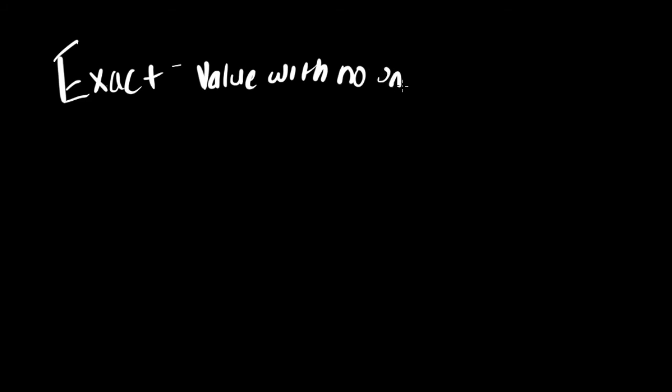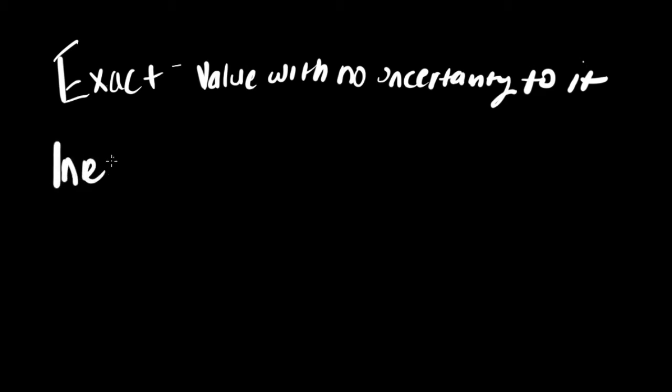So basically, an exact number is a value with no uncertainty to it. An inexact number is a number that has a value with a degree of uncertainty to it.